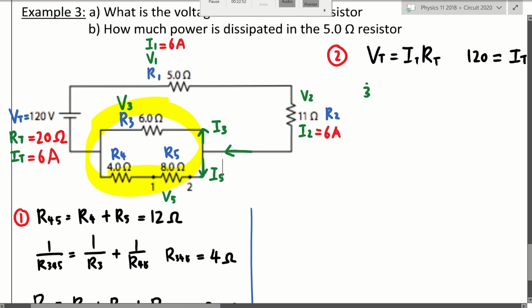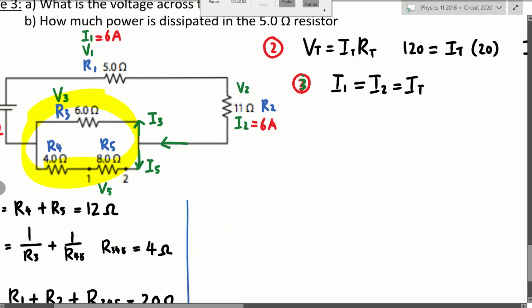So let's write that down. Step 3: I1 is I2 is I total, and they're all 6 amp. Okay, good.